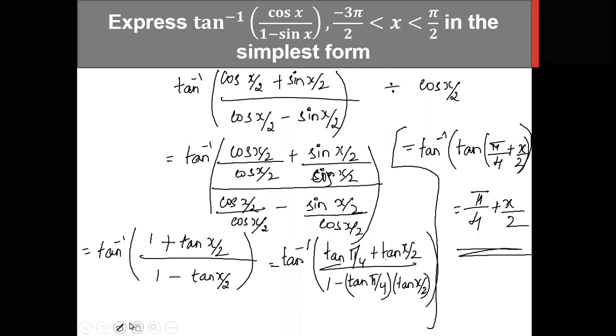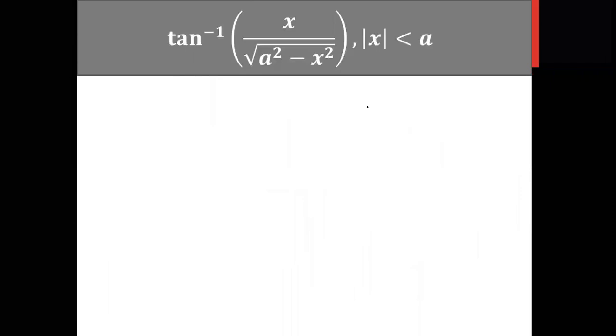Okay, so can we move to the next question? Can we move to the next question, students? Yes. Okay, so we'll move on. This is your next question.